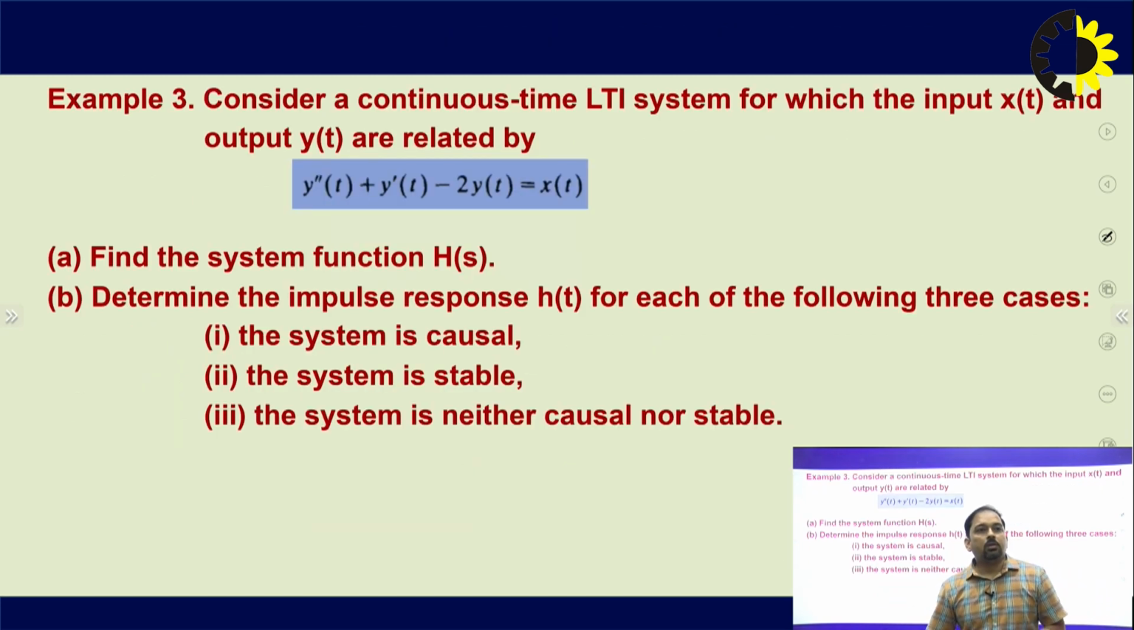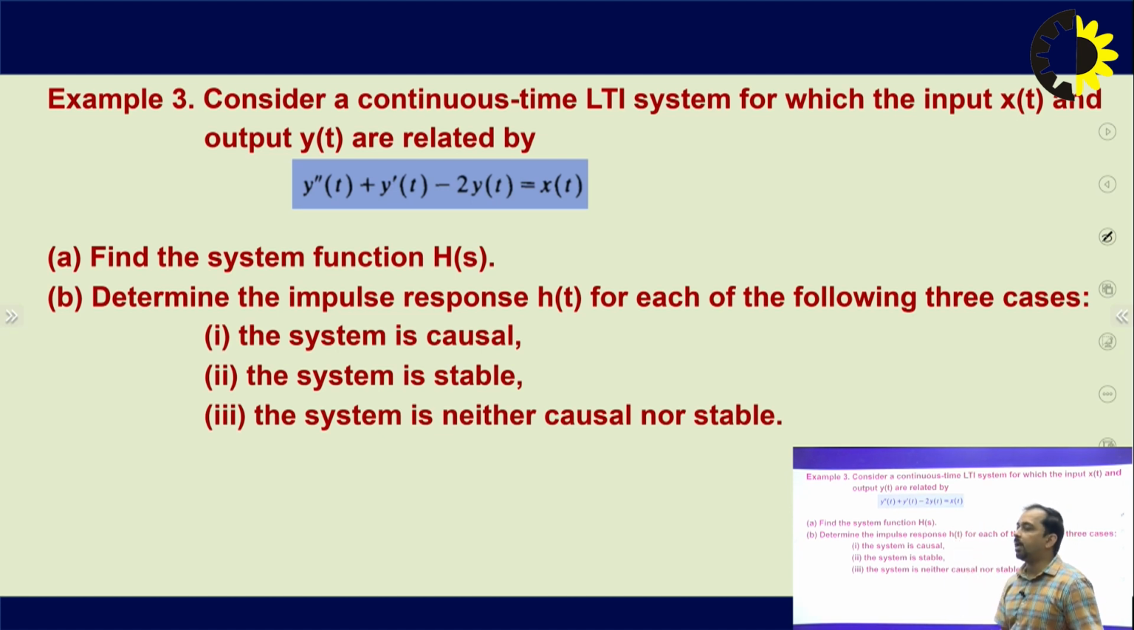So we have one last question based on the differential equation. Consider a continuous time LTI system for which the input x(t) and output y(t) are related by y double dash t plus y dash t minus 2 times y(t) equals x(t). First, find the system function or the transfer function. So how can we calculate the transfer function?